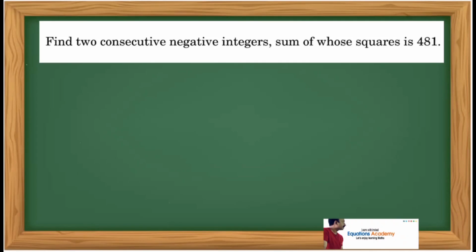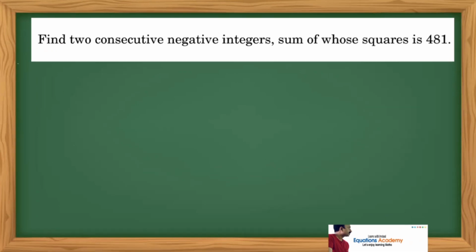Find two consecutive negative integers, the sum of whose squares is 481. This question from the chapter Quadratic Equations was asked in the 2026 CBSE board exam. Here what we need to find is two consecutive negative integers, the sum of whose squares is 481.